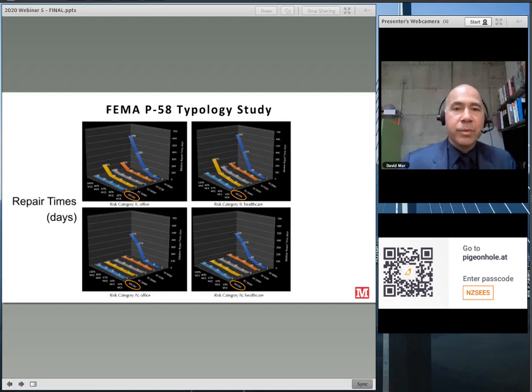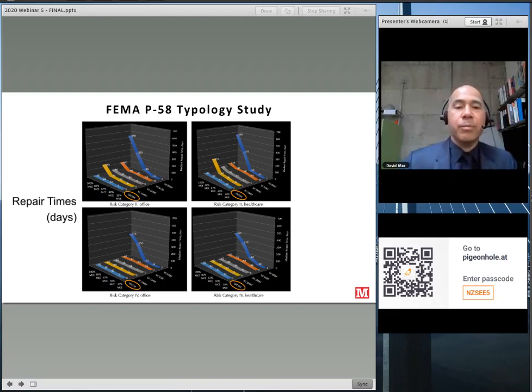The next insight from this typology study is also looking at repair times. And what we have are four different design conditions. We have an office building and a hospital, and they're different because they have different contents. And we have one designed for a low risk category and the other one designed for high risk category. But in every condition, the circled area is the repair time for the wall building. And you compare it to the repair times for all the other typologies. And in every case, the wall building performs better than the moment frame buildings and the steel brace frame buildings.